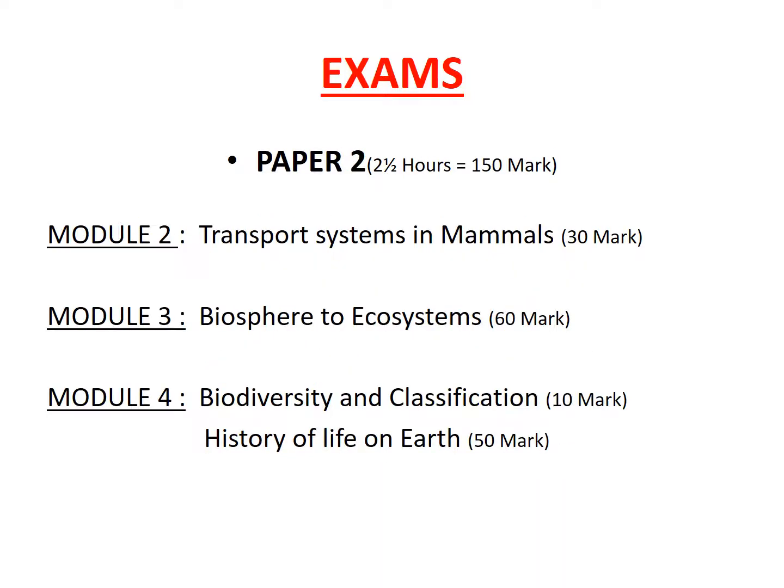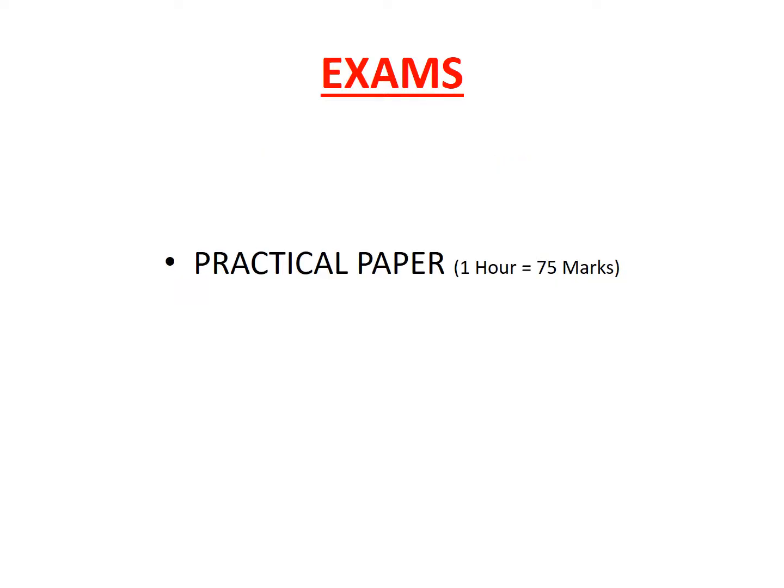And then paper 2 is the rest of module 2, transport system in mammals, and then module 3 and module 4. So these are things that we did in term 3 and term 4: biosphere to ecosystem, biodiversity and classification, and the history of life on Earth. And then lastly, there's the practical paper. And that's everything for your Grade 10 life sciences.